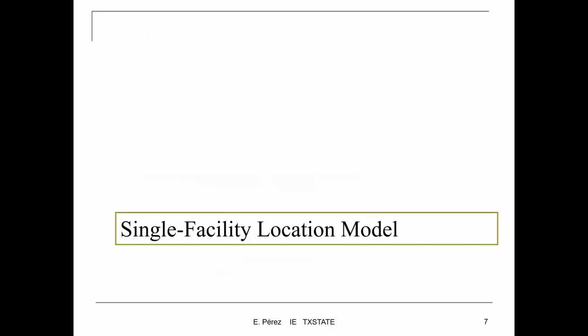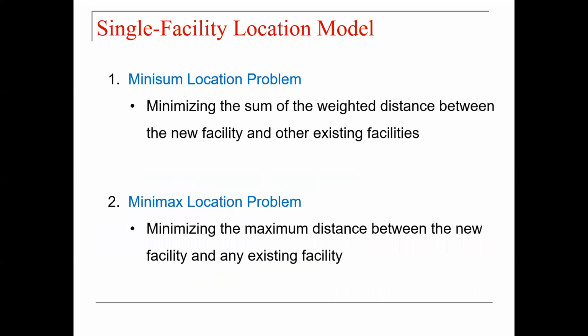For the single facility location model, we have two types of objectives that are typically used from a practical point of view. The first one is the minisum location problem, which looks at minimizing the sum of the weighted distances between the new facility and other existing facilities. And we have the minimax location problem, which minimizes the maximum distance between the new facility and any existing facility.